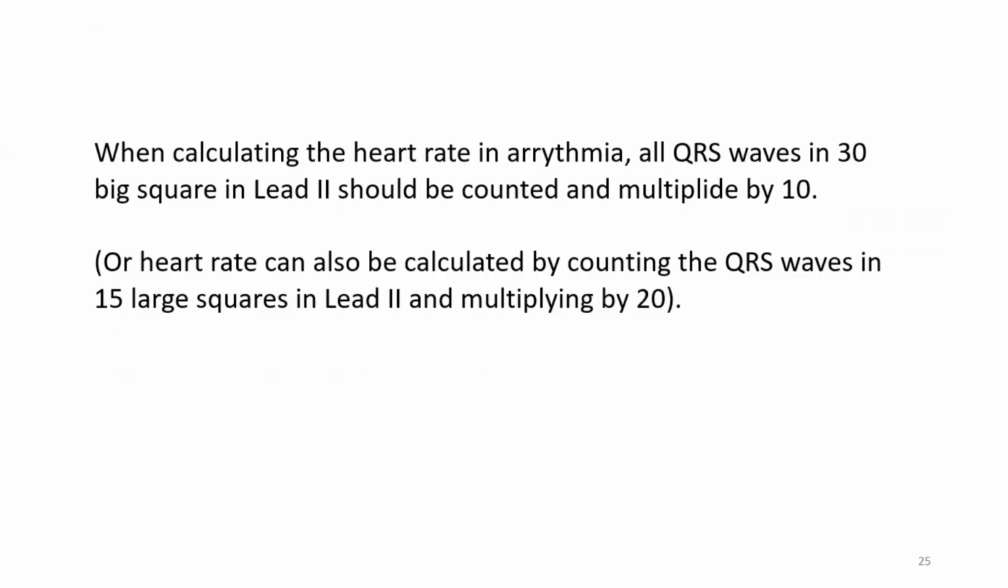When calculating the heart rate in arrhythmia, all QRS waves in 30 big squares in lead 2 should be counted and multiplied by 10. Or heart rate can also be calculated by counting the QRS waves in 15 large squares in lead 2 and multiplied by 10.